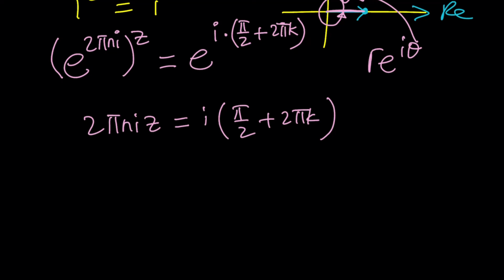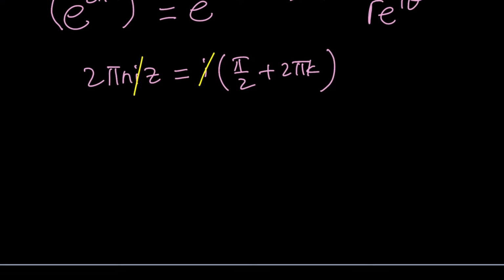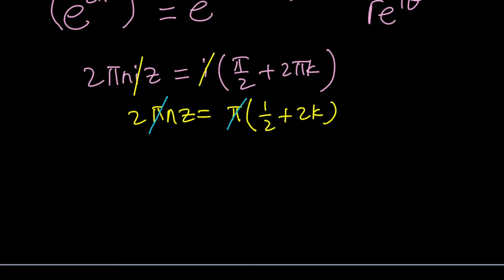You know, we don't want to overcomplicate it. But first, notice that i cancels out. Another thing that's not directly visible is the pi, because we can pull out a pi and write this as 1/2 plus 2k, and then set it equal to 2 pi n. Now i is gone, and we can go ahead and simplify the pi as well, or cancel it out, and we're getting closer to z.